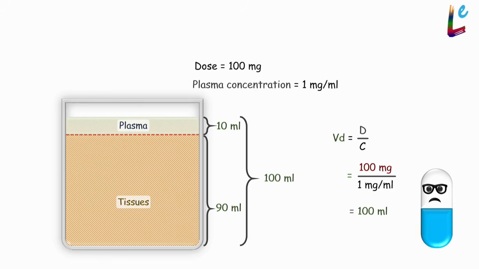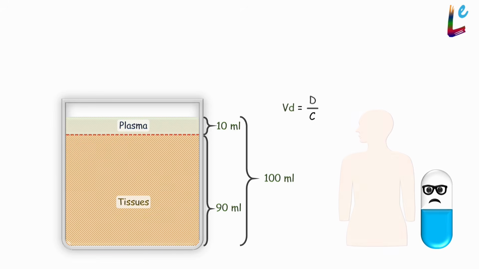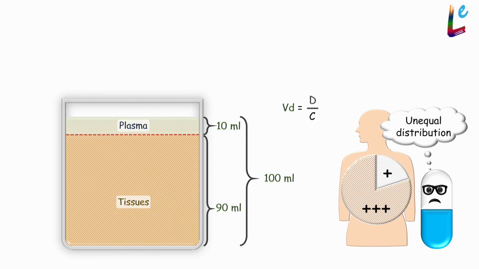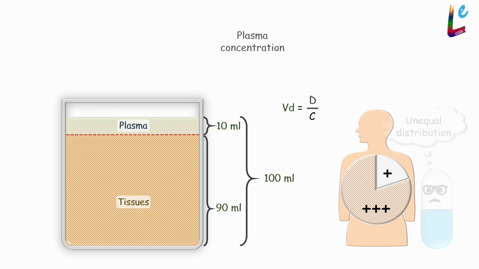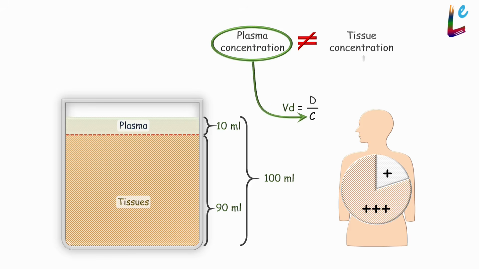But there is a problem here. Generally, in the body, the drug is not evenly distributed. So the concentrations in plasma and tissues are likely to be different. But we still use the plasma concentration and not tissue concentrations for calculations because the plasma concentration is easier to measure. How would this work out?